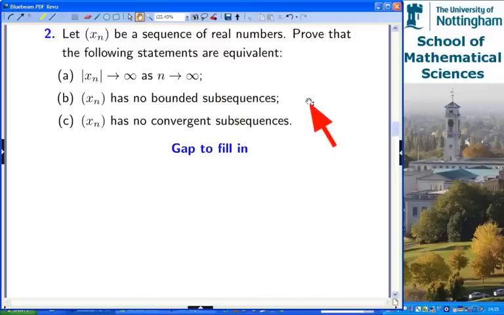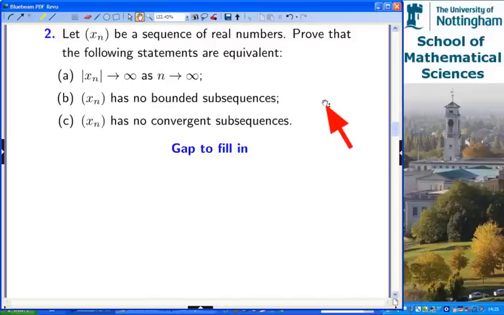And that was A. B has no bounded subsequence. That means every subsequence is unbounded. And C has no convergent subsequences. That means every subsequence is divergent. But it doesn't mean that it could be an oscillating divergent. It just means every subsequence is a non-convergent sequence.